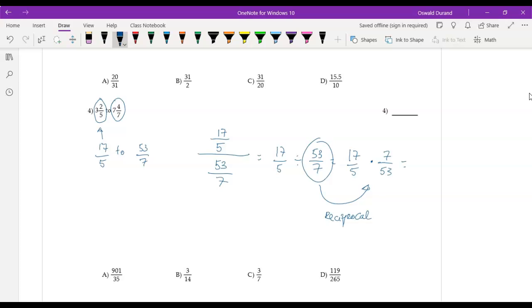I don't see anything changing or simplifying. So we're just going to multiply across. So we have 17 times 7. That's 119. And then 5 times 53. 265. Okay? So nothing's going to simplify here. This is the final answer. Okay, and it's a proper fraction, so it's definitely not going to simplify further.